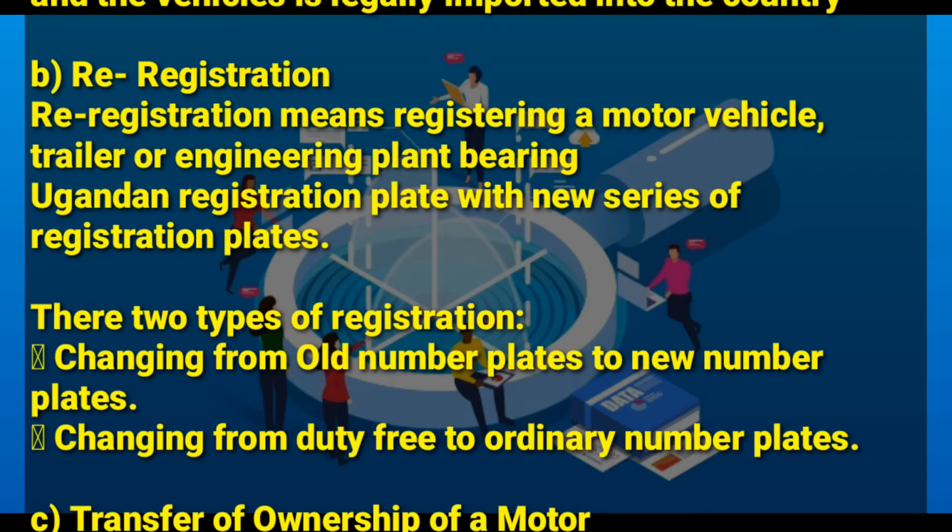Another source of non-tax revenue is re-registration. Re-registration is like registering again. It means registering a motor vehicle, trailer or engineering plant bearing Ugandan registration number plate with new series of registration plates. And there are two types of re-registration. The first one is changing from old number plates to new number plates, then changing from duty-free to ordinary number plates. So that is another source of non-tax revenue, which is re-registration.